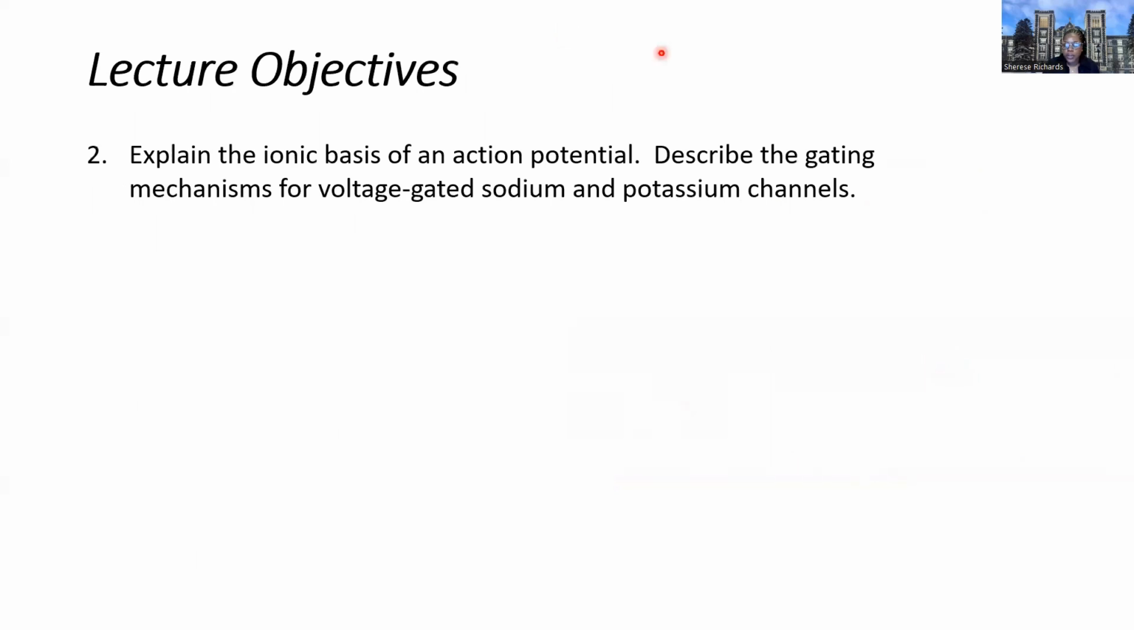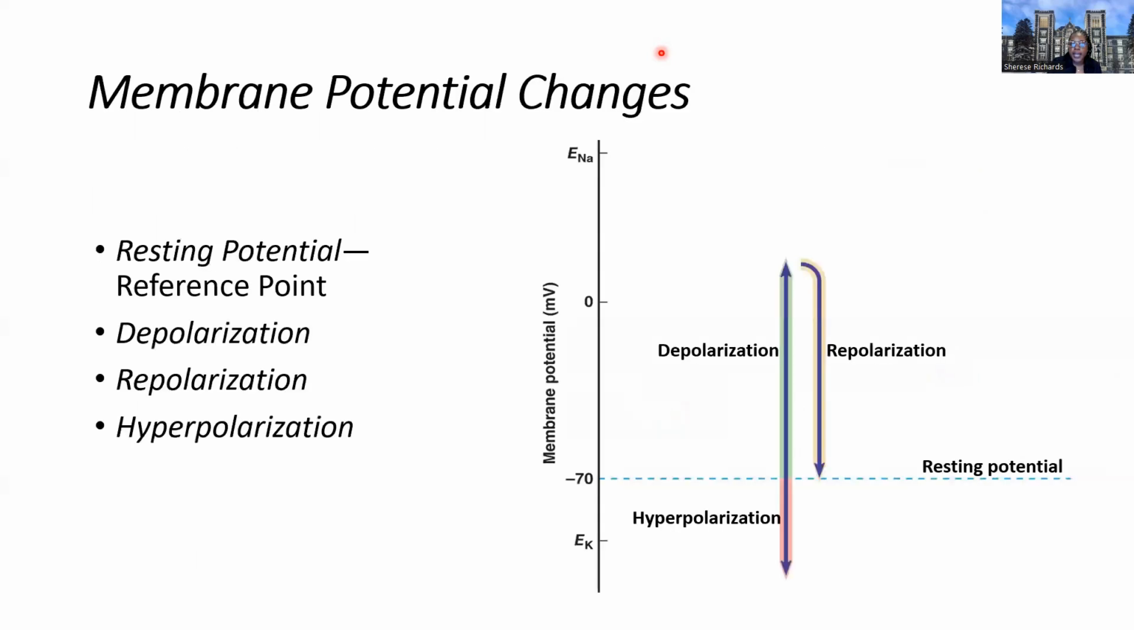So let's move on to our second learning objective here, which is to explain the ionic basis of the action potential and describe the gating mechanisms for voltage-gated sodium and then potassium channels. And when we say gating mechanisms here, we're looking at the state of our sodium and potassium channels. So we really want to recall what we said last time about the location of these different channels on various parts of the neuron.